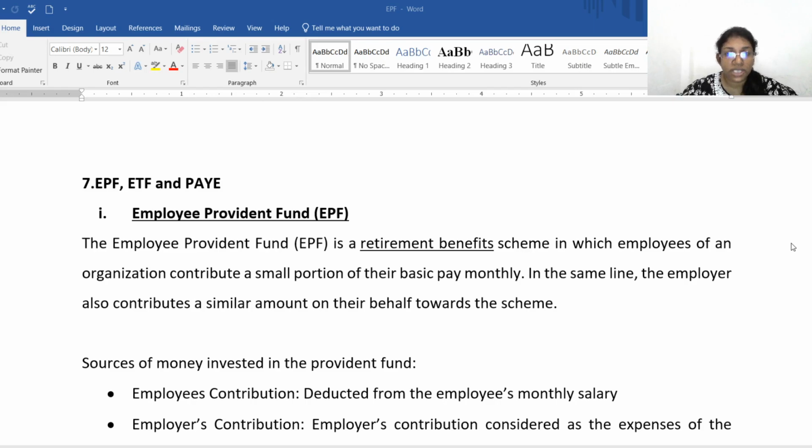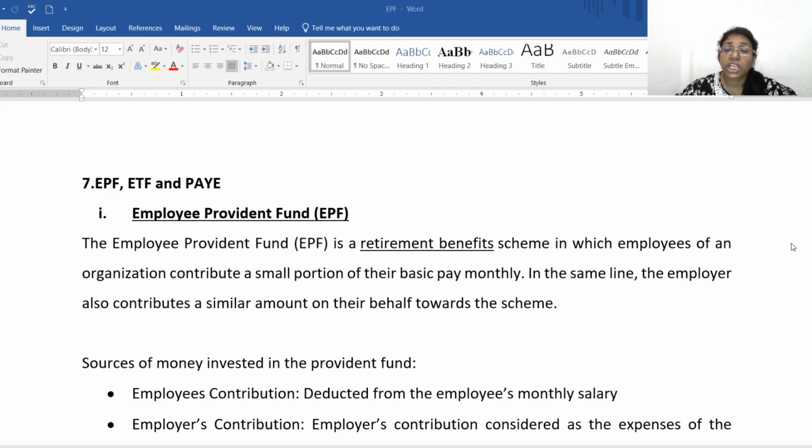Normally, there are two percentages applied, 8% and 12%: 8% of the employee's basic salary and 12% from the employer. Some companies follow this method: 10% from the employee and 15% from the company. But these rates can be changed according to management discretion.